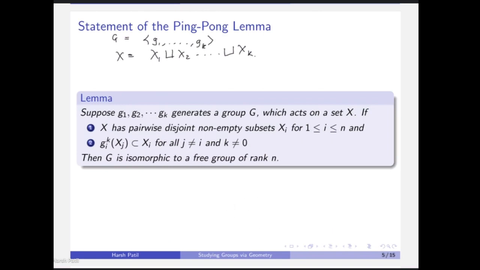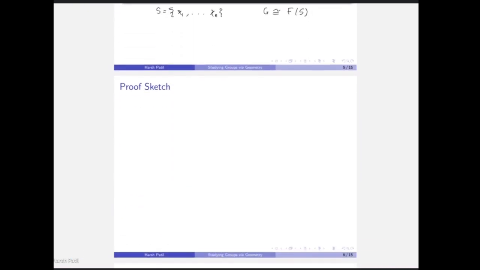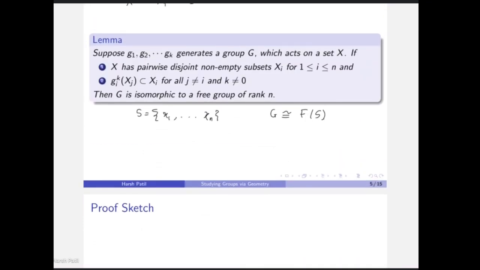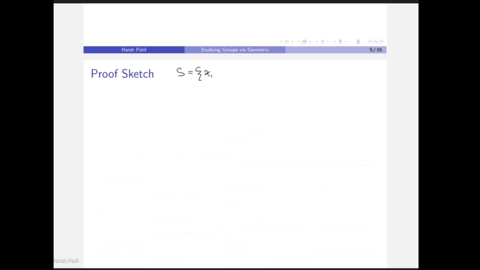So if such a condition is satisfied, then the conclusion is that G is isomorphic to a free group of rank n. What this means is that there is a set of n elements, x1 up to xn, and G is isomorphic to the free group on S. Okay, let us see how that works. Let's stay consistent with the notation, and let's take S to be a set of k elements.